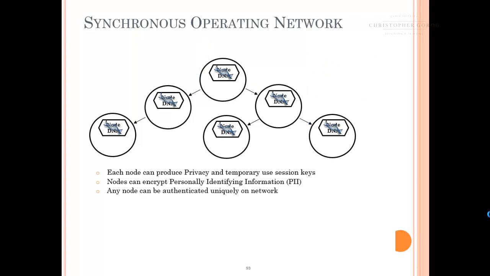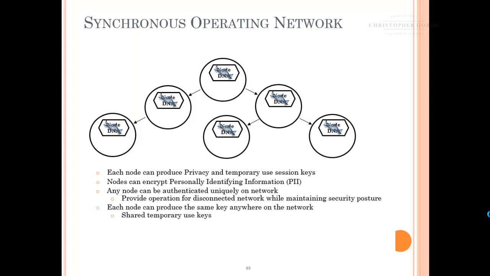This synchronous operation also allows for any node to be authenticated uniquely on the network. So this provides for that operation for disconnected networks while maintaining the security posture. If this network would ever not be connected to the enterprise network, each node can then create a message authentication code, which can be verified by any other node on the network to allow it to continuous operation for that availability needs for the critical infrastructure networks.